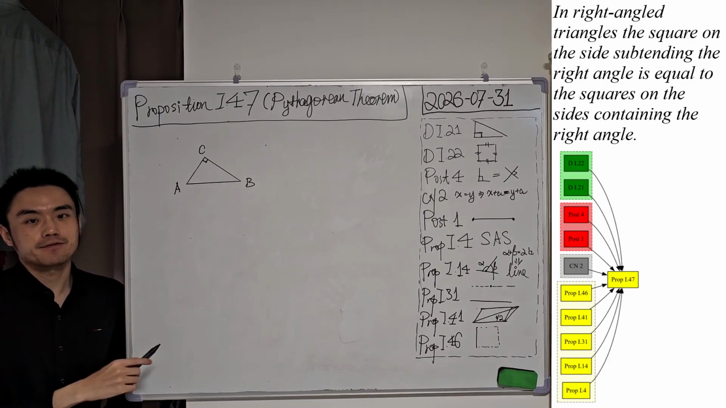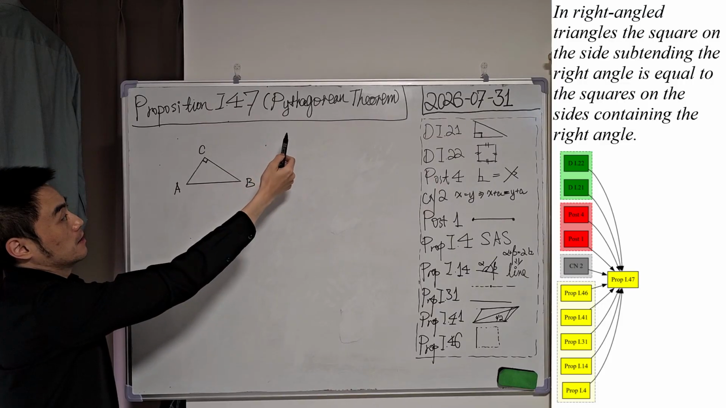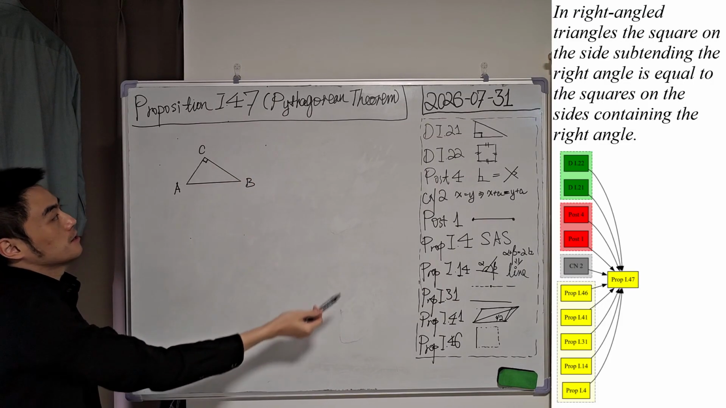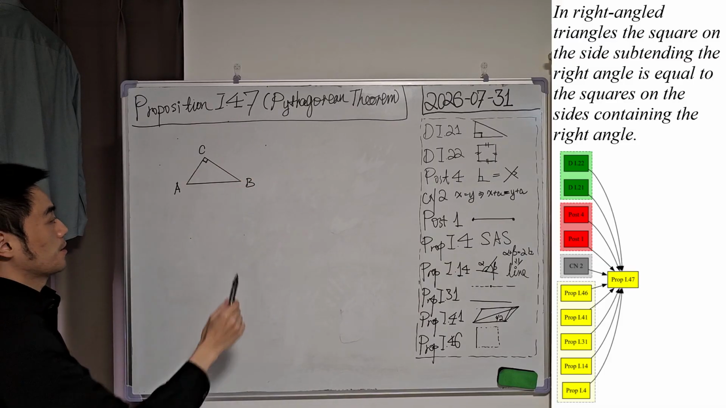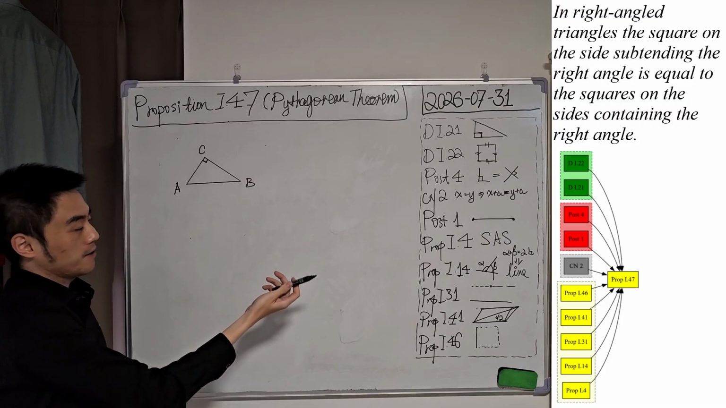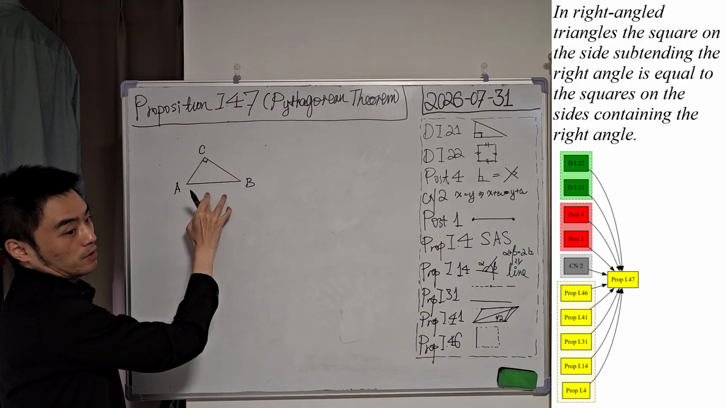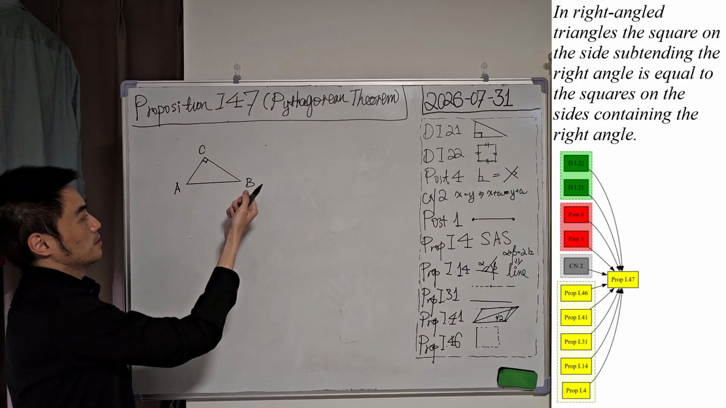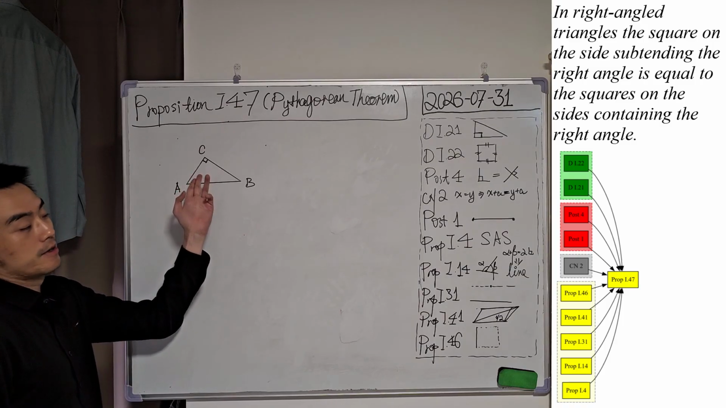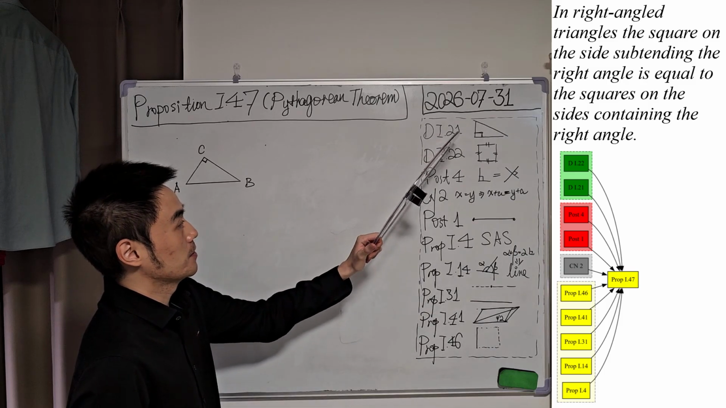Good evening. In this video, we are going to talk about proposition 47 from book 1. It is also very well known as the Pythagorean theorem. This proposition declares that if we are given a right angled triangle, then the square on the side subtending the right angle will be equal to the sum of the squares on the sides containing the right angle.